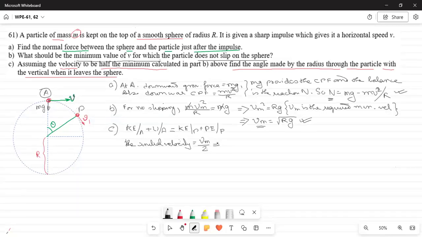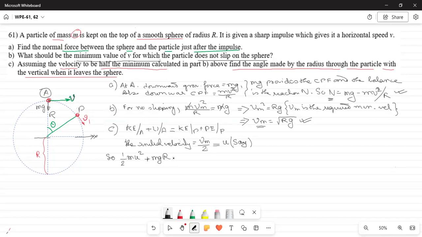And for comfort in writing down the equations, we just give it a name, say this is u. Therefore, kinetic energy at A is half m u square plus potential energy at A is mg times r, mgr, when it is all measured from this zero. This is the zero, say. This is the x-axis.